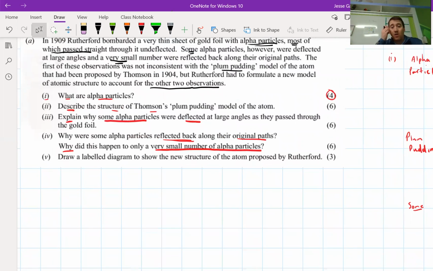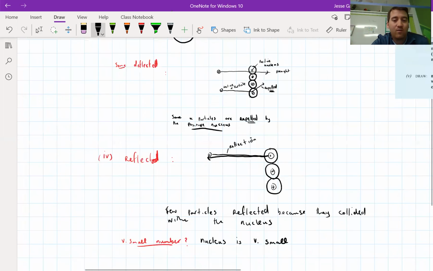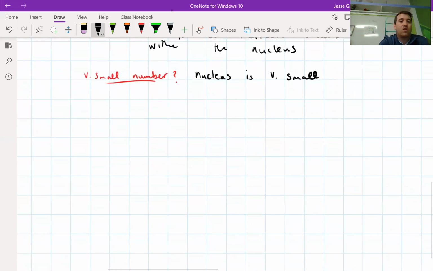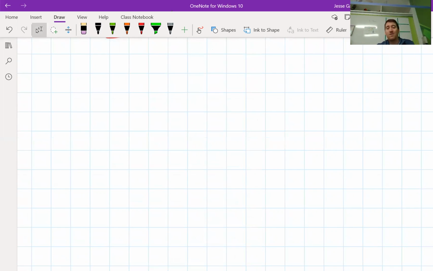Draw a labelled diagram to show the new structure of the atom proposed by Rutherford. Because remember what I said here? Rutherford had to formulate a new model of the atom, so the plum pudding model wasn't good enough anymore to account for these observations. So he's discovered the nucleus. There was no nucleus in the plum pudding model, and now Rutherford has discovered it. So we definitely want to draw an atom that's got a nucleus and electrons somewhere outside the nucleus. Pause the video and draw what Rutherford would have drawn as his model. Do that now.